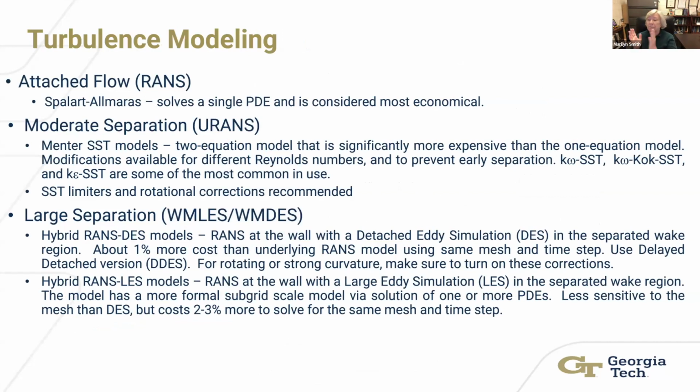No separation, Spalart, use it. It's great. It's most economical. Moderate separation, use a two-equation model. I recommend you use something that has a limiter, such as an SST model. And if the model has rotation corrections and other corrections, go ahead and put them in. They're there for a reason. If you have large separation, you need to do wall modeled LES, or at least detached eddy simulation.